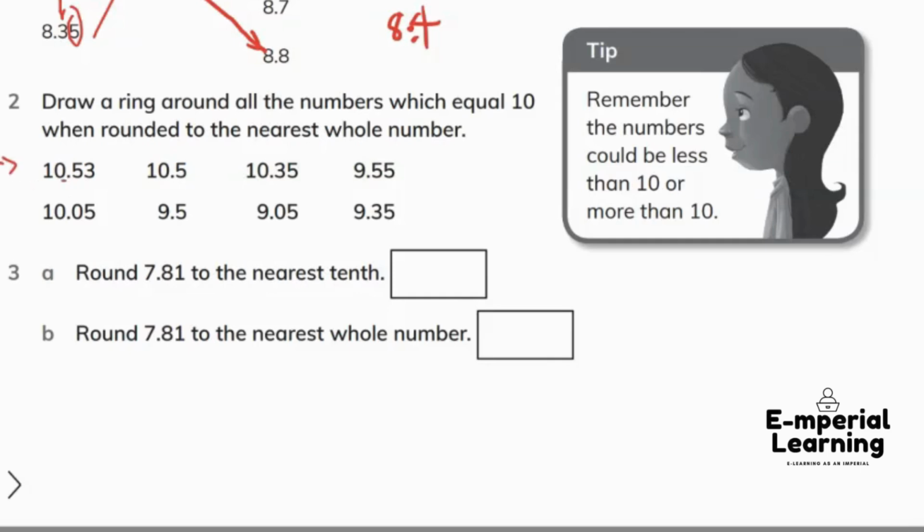10.53 to the nearest whole number. The nearest whole number will be where 0 is, the ones position. The number to the immediate right is the 5 over here. Now 5 is a strong number, so it rounds up and adds to this 0, and we get 11. So to the nearest whole number, 10.53 is 11. But our question says we should draw a ring around the numbers which equal 10 when rounded to the nearest whole number. So this is not part of our answers.